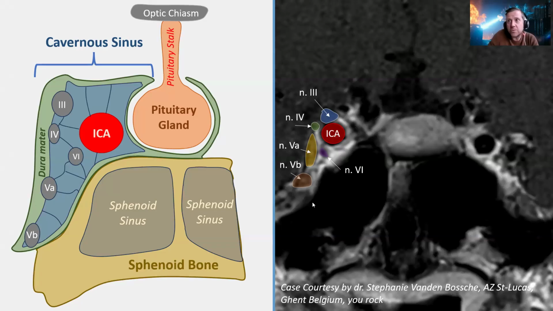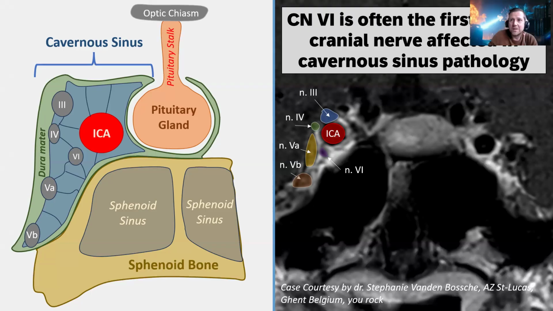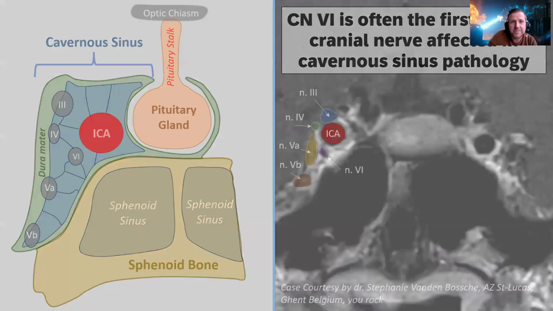Now, of all these cranial nerves, the one that is easiest and most consistently recognizable would be the oculomotor nerve, typically located superiorly and laterally in the cavernous sinus. And this I already explained to you: due to its central location, the abducens nerve is the most vulnerable of all cranial nerves in the cavernous sinus.